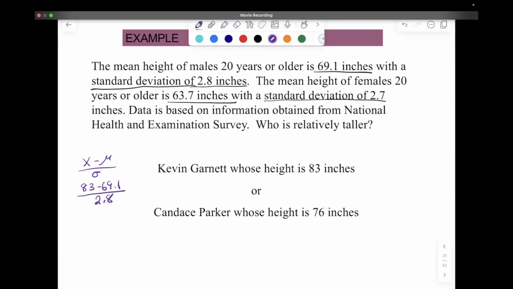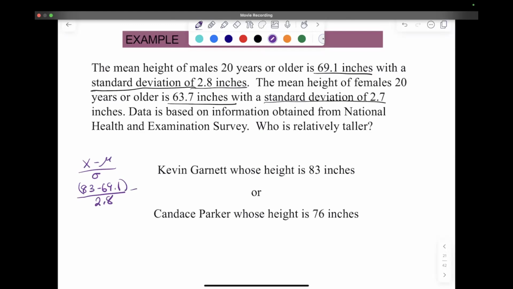Now, if you put this whole thing into your calculator, put parentheses around your numerator. Otherwise, you're going to end up with bad numbers. So his z-score is 4.96. This is his z-score.